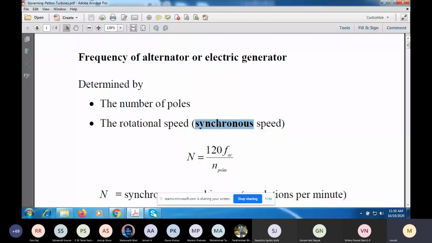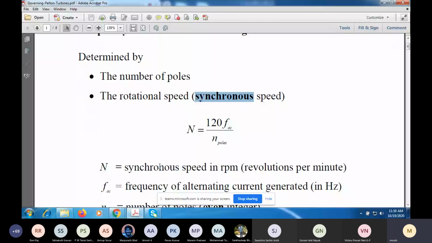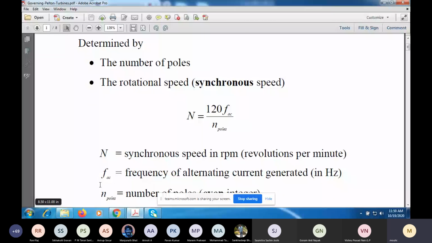So if capital N is the synchronous speed in RPM, that is revolutions per minute, then you have an expression: 120 into the frequency of the alternating current. So I've called it F with the subscript AC. The reason I'm putting this subscript is that similar symbols may be used to denote other quantities. So to avoid confusion, I have written F with the subscript AC for the frequency of the alternating current which is generated by the alternator.